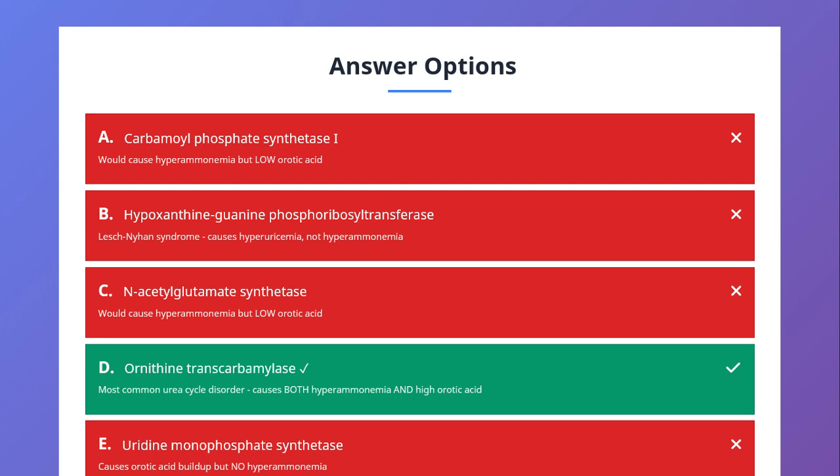Option E, uridine monophosphate synthetase deficiency causes orotic aciduria with normal plasma ammonia levels. It does not affect the urea cycle and therefore does not cause hyperammonemia. This is not the correct answer. The correct enzyme deficiency is ornithine transcarbamylase.